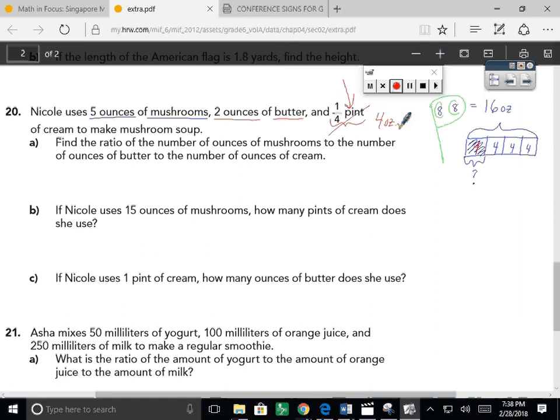Oh good, finally we have all the same size units. Looks like I'm ready to do some comparing. So I didn't even read the questions. I just noticed I was going to have a problem with my units. Make them the same before you do anything else.